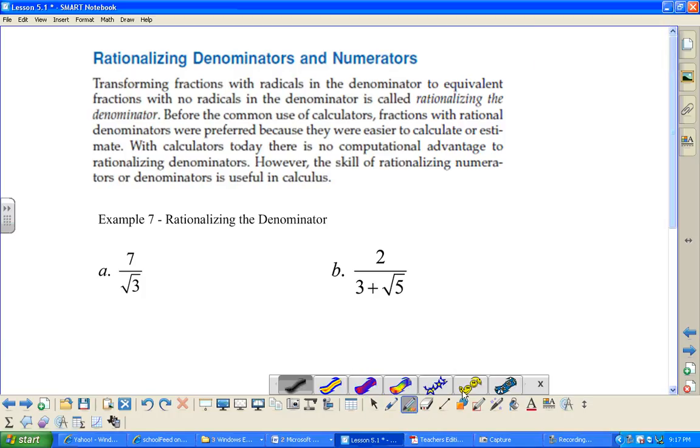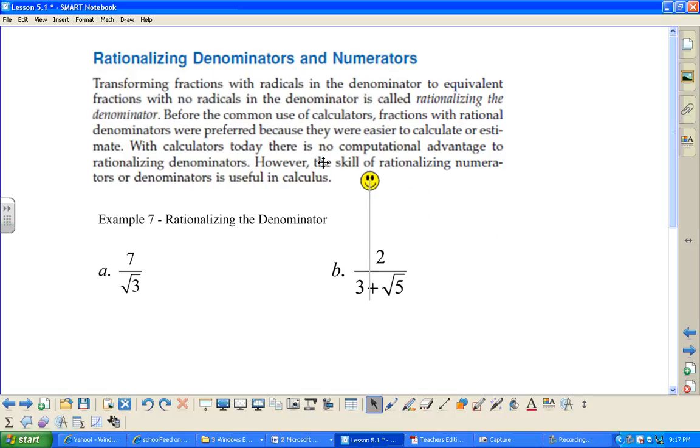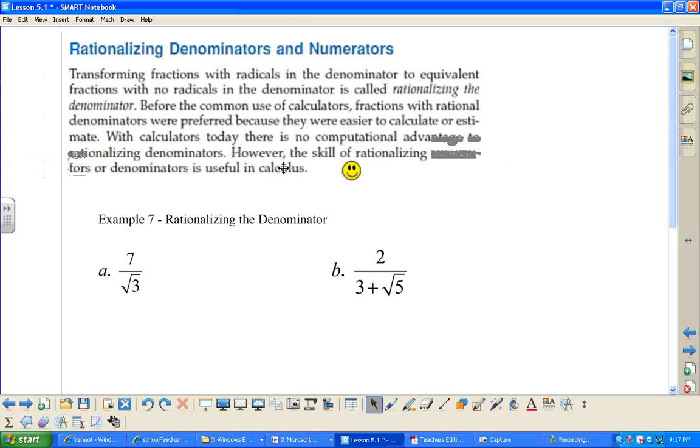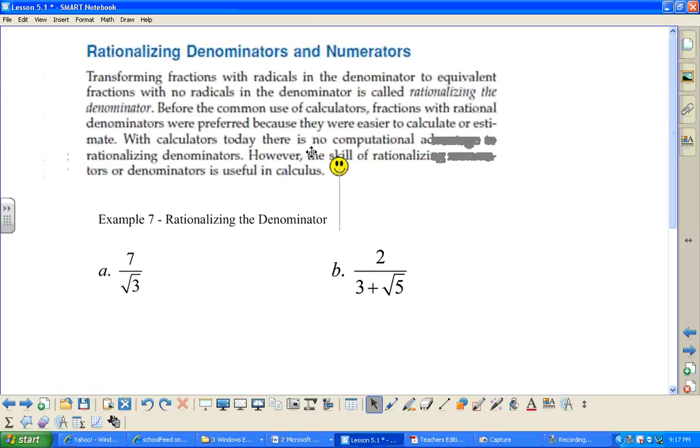Okay, so in this problem, we're going to be looking at rationalizing the denominator and transforming fractions. So there we go. Transforming fractions with radicals in the denominator, or equivalent fractions with no radicals in the denominator, is called rationalizing the denominator.